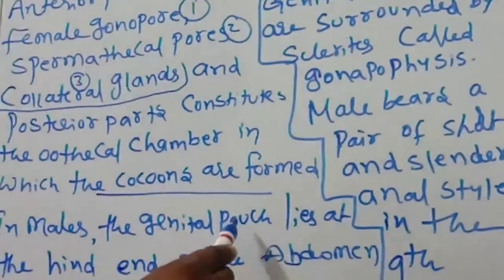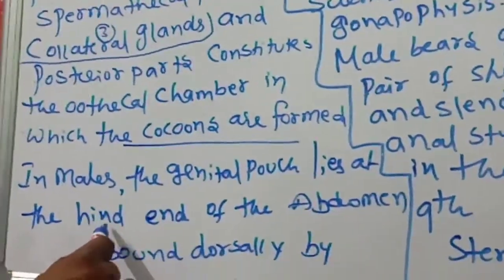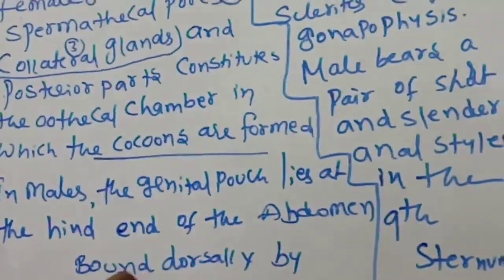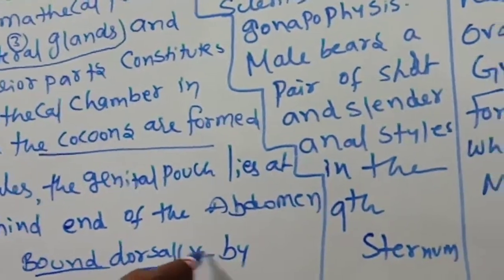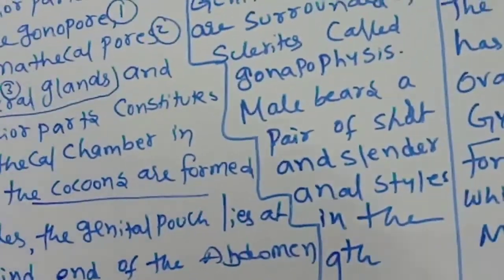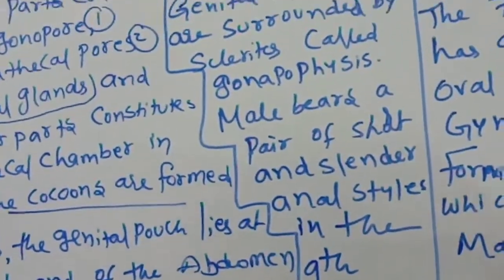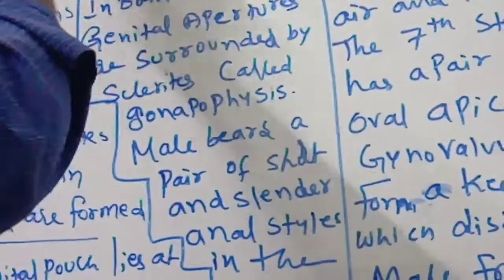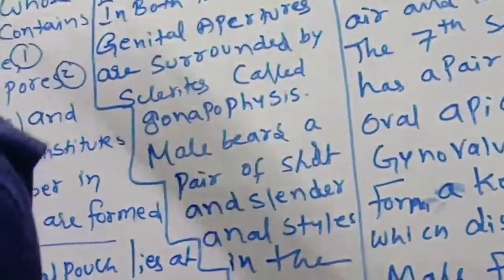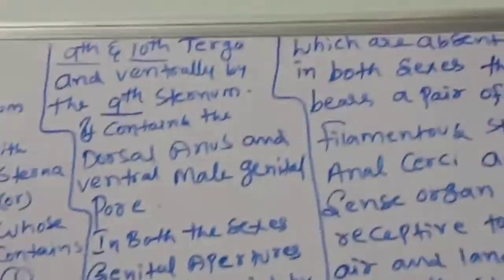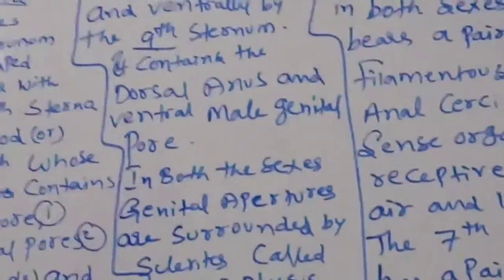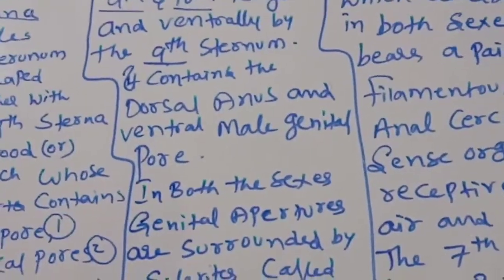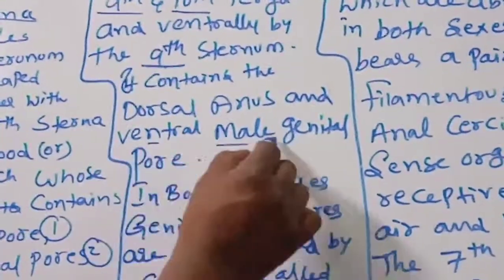Next, in the males, the genital pouch lies at the hind end of the abdomen, bound dorsally by the 9th and 10th terga and ventrally by the 9th sternum, and contains the dorsal anus and ventral male genital pore.